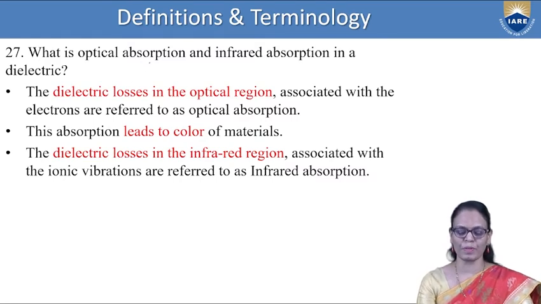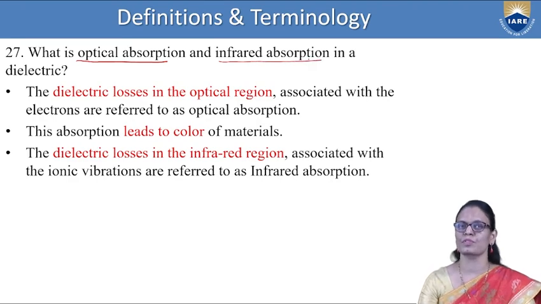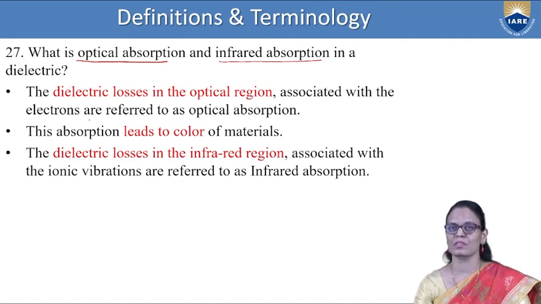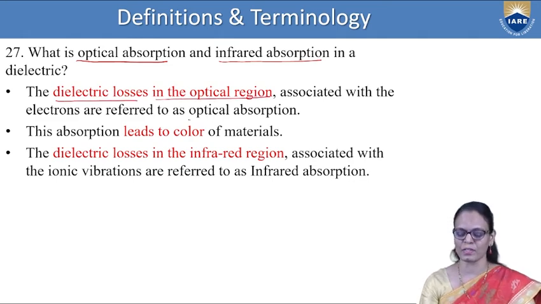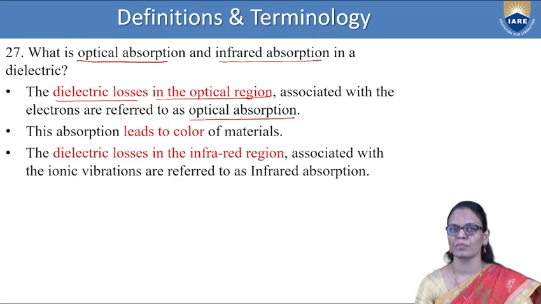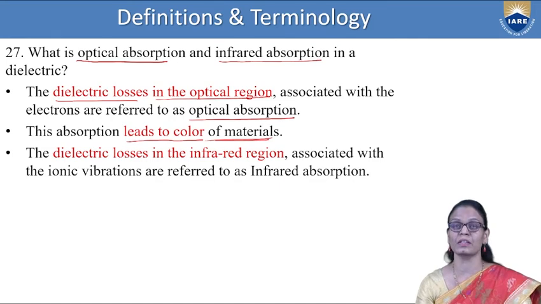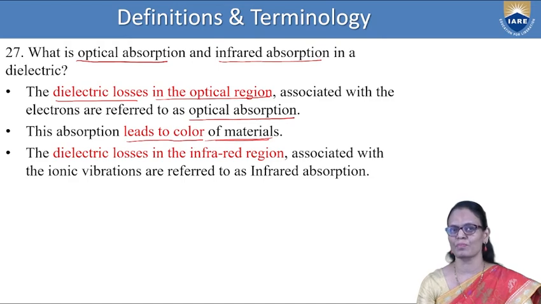Next, what is optical absorption and infrared absorption in a dielectric? First, we'll define optical absorption and then infrared absorption. The dielectric losses in the optical region are associated with the electrons. If these losses are in the optical region, we call it optical absorption. And this absorption leads to the color of the materials. When we are talking about different colors of the materials, it is all due to optical absorption.